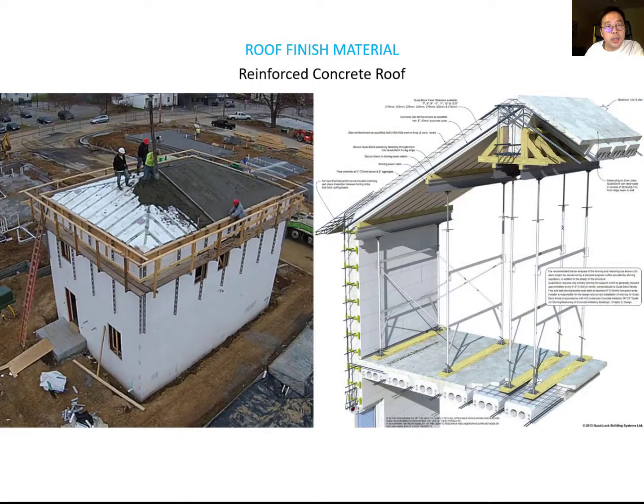The next type is reinforced concrete material, which is the reinforced concrete roof. The concrete roof is also available. With a temporary formwork setup, you pour the concrete for the roof. You can see that they set up the temporary formwork, put the insulation over that, and then pour the concrete here. If you want one single massing design from wall to roof, you might consider this option.